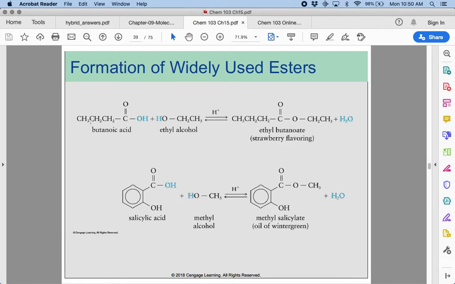So it's a butanoic acid, so we have our carboxylic acid, and we have ethyl alcohol, right, or ethanol. And those come together to make ethyl butanoate. So what we do is we have our ester right here, and we kind of do each side of it. The ethyl from the alcohol and the butanoate from the butanoic acid. Here's salicylic acid with methyl alcohol, also known as methanol, right? So we get methyl from the alcohol and salicylate. This is wintergreen. So if you have some wintergreen gum in your pocket, methyl salicylate is what you're actually tasting that's giving it that wintergreen flavor.